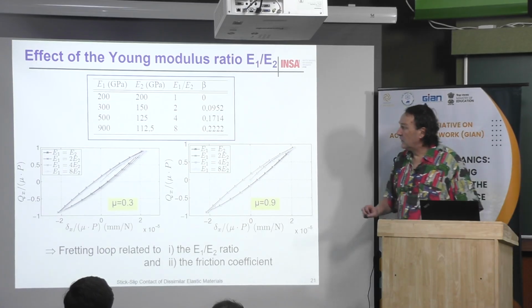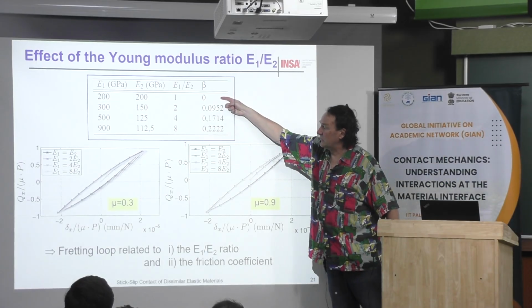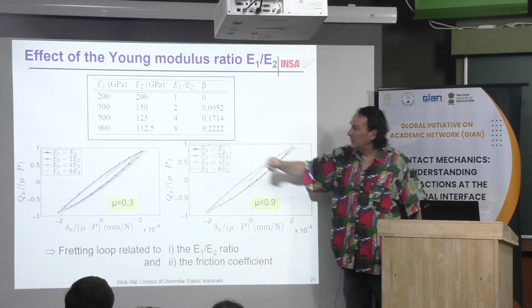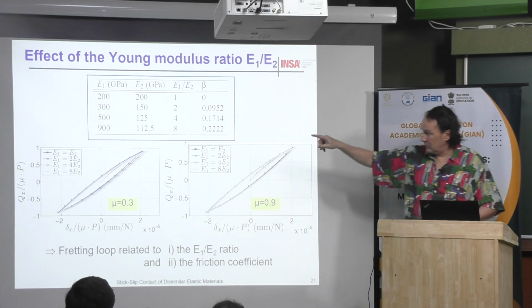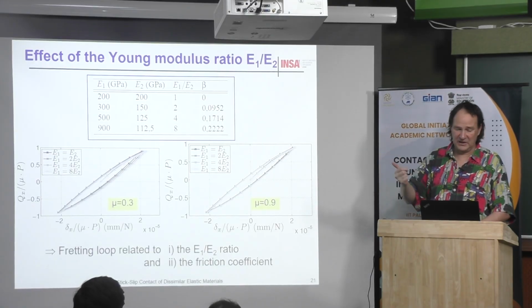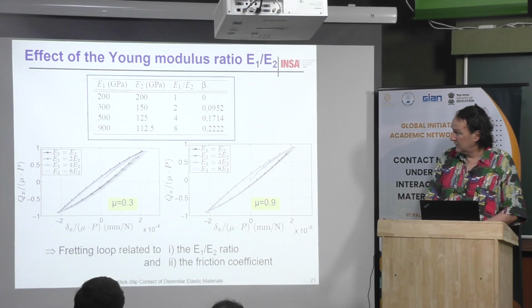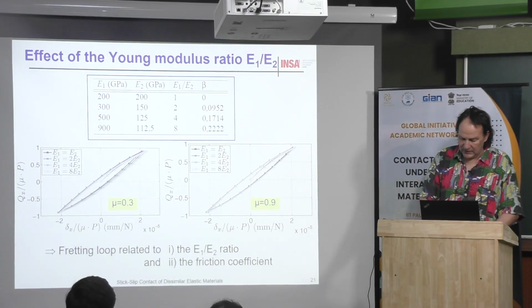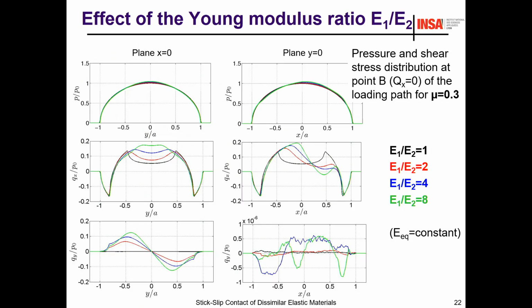And so you have the value of the Dundurs constant. You can see from 0 for similar elastic materials up to 0.2 for very different ones. 900 corresponds maybe to some diamond. Diamond is about 1040 megapascal of Young modulus. And 110 is between aluminium and steel. And now these are the results in terms of shear stress.